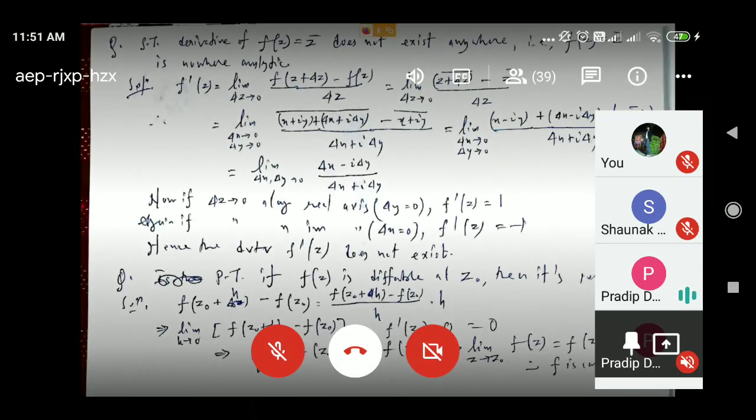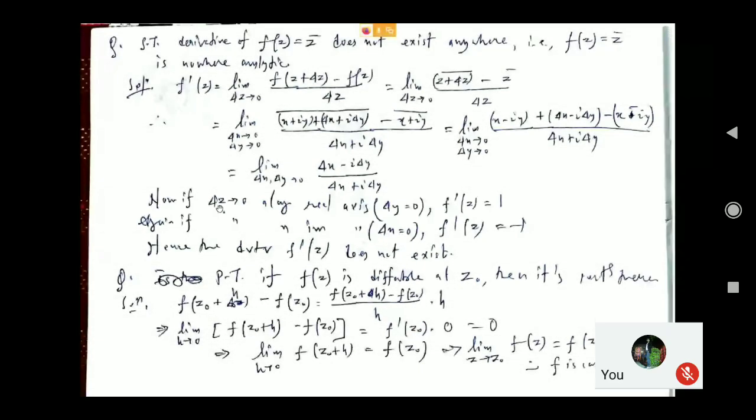What we are telling is that del z tends to 0 along the real axis means the imaginary part is always 0. So this becomes 0, this becomes 0. What remains is del x by del x, which you can cancel, and you will have 1. So this is one limit, when you approach 0 along the real axis.